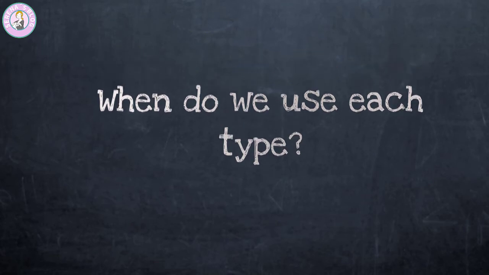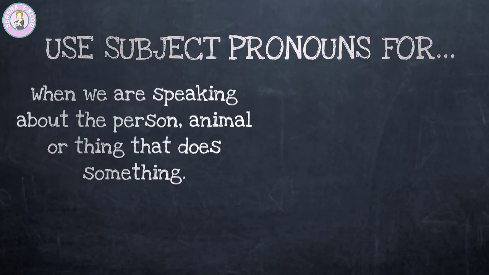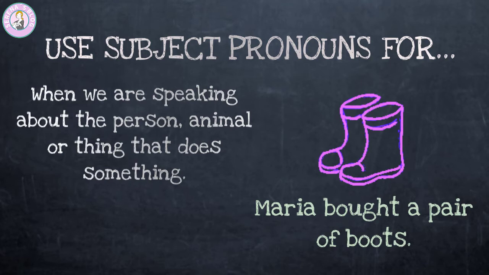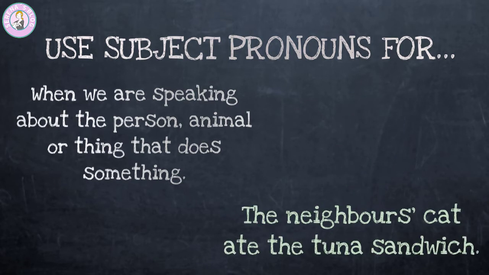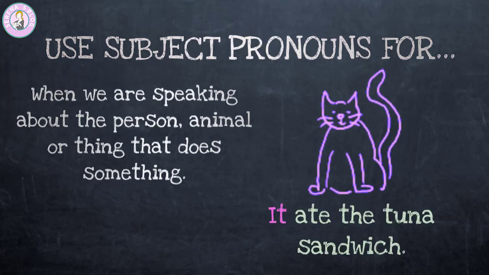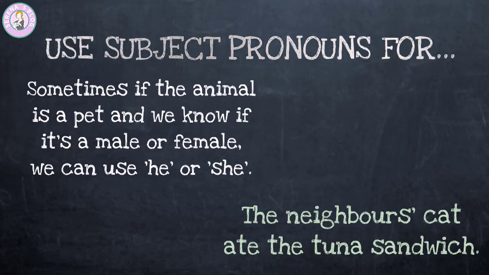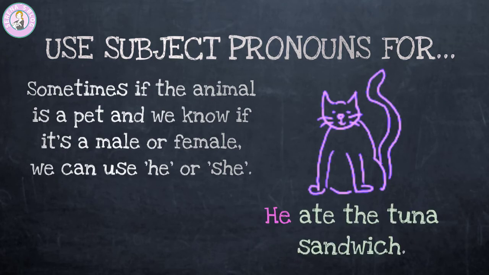When do we use each type? Use subject pronouns when we are speaking about the person, animal or thing that does something. Maria buys a pair of boots, so Maria can be changed to she. The neighbor's cat ate the tuna sandwich. The neighbor's cat is the animal that does a thing, so we could change it to it. Sometimes if the animal is a pet and we know if it's a male or a female, we can use he or she. So here we could say he ate the tuna sandwich.